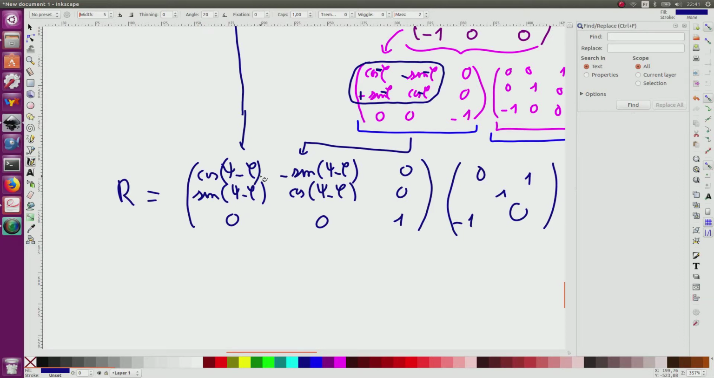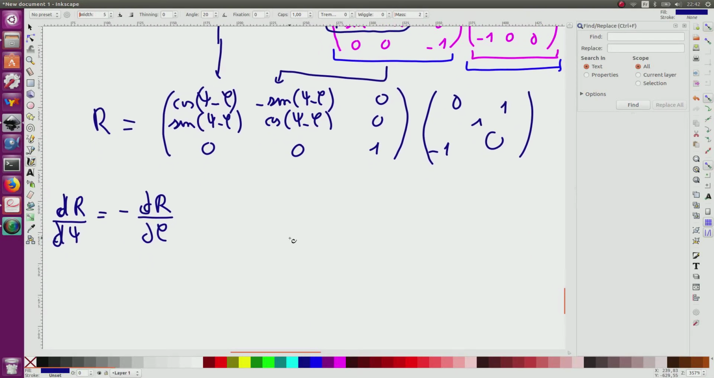So it means that the derivative of R with respect to psi is equal to minus the partial derivative of R with respect to phi.